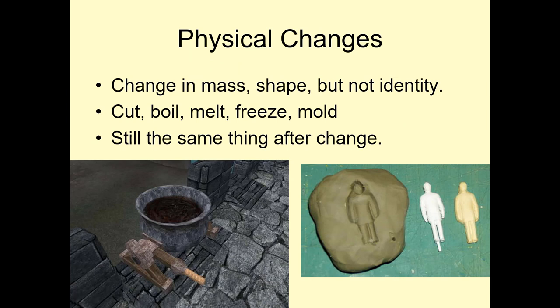Physical changes. So a physical change is a change in mass, meaning you cut it, right? Make it smaller. Change in shape, which means you just bend it. That would be like using a mold for it. But not identity. You can do this by cutting it, boiling it, melting it, freezing it, or using a mold. It's still the same thing after the change.